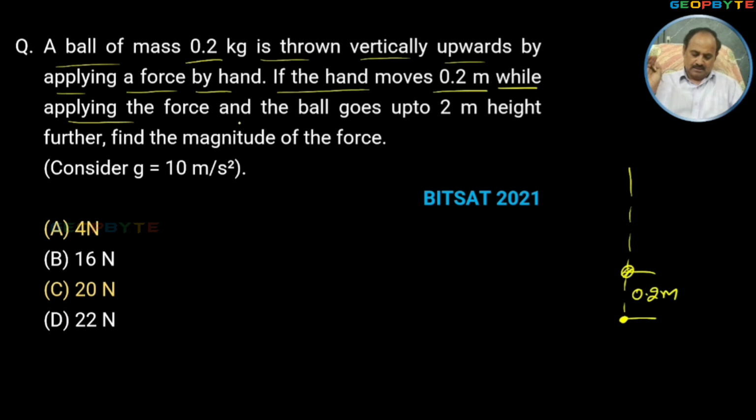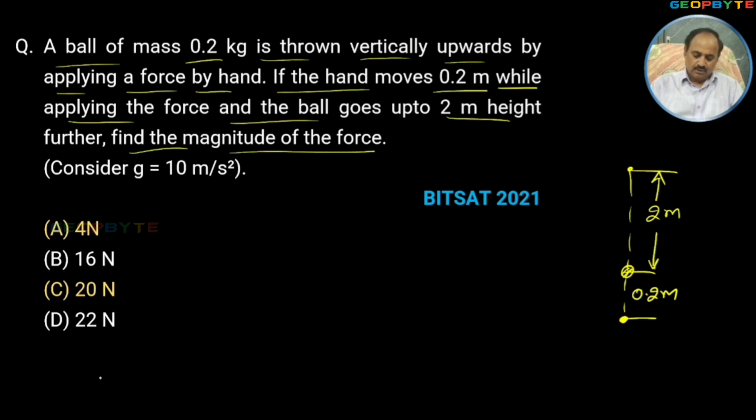That means by the time the hand force is acting on the ball, along with the ball, the hand is moving 0.2 meters, and the ball goes up to 2 meters. This is the distance traveled by the ball, but the hand is moving only 0.2 meters. That means force is transmitted to the ball only while the hand is in touch with the ball. Therefore, the force is applied on the ball for a distance of 0.2 meters only. Then up to 2 meters height. Then find the magnitude of the force. You are asked to decide the magnitude of the force.